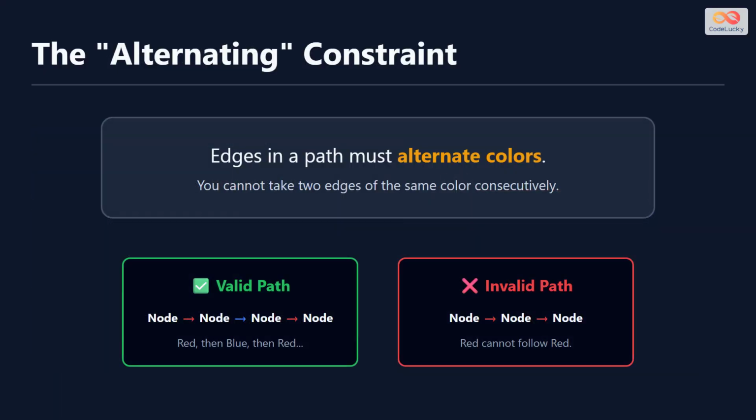The twist is the constraint on the path. You cannot travel along two edges of the same color consecutively. If you take a red edge, the next edge must be blue, and vice versa. An alternating sequence like red, blue, red is valid. Red, red is invalid.